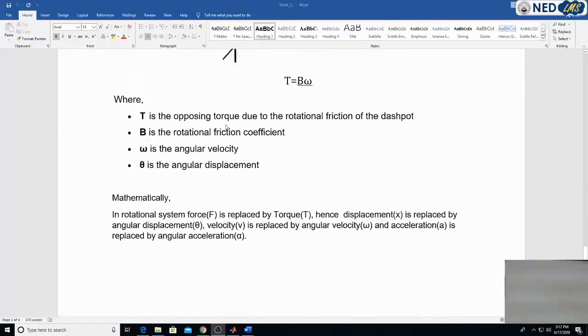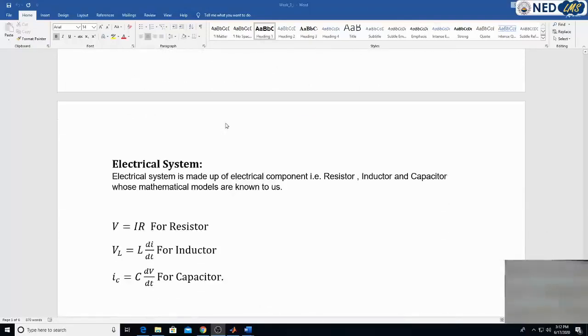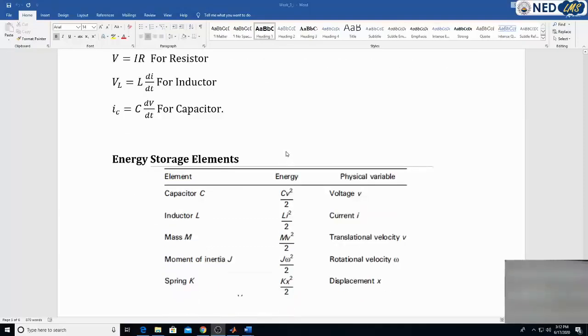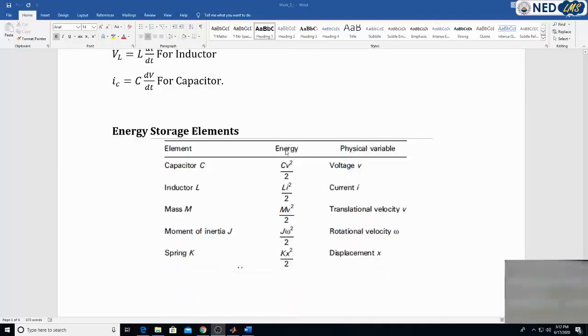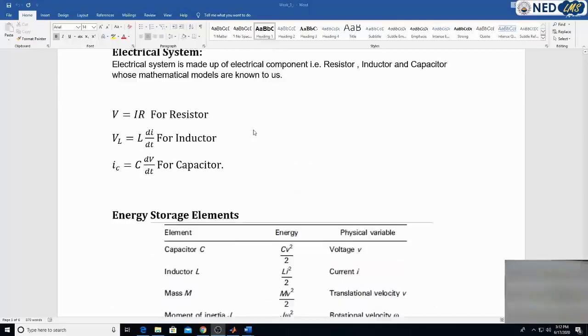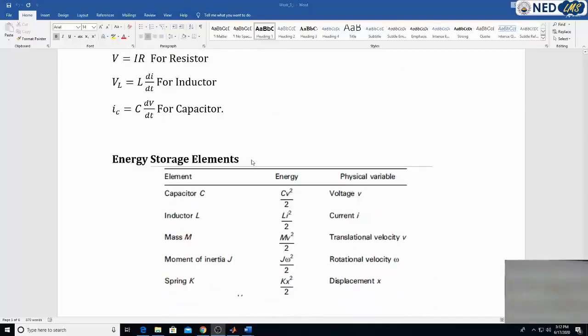So these types of systems we will study in our examples. One important thing which you must know is that there are some energy storage elements. Whenever we talk about the electrical system, the capacitor and inductor can store energy. In rotational and translational systems, mass can store energy. Similarly, moment of inertia can store energy, and the spring can store energy.